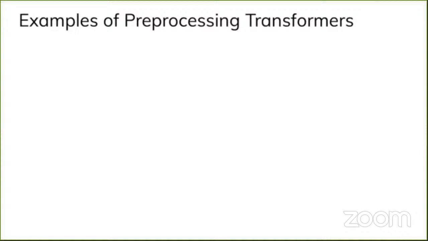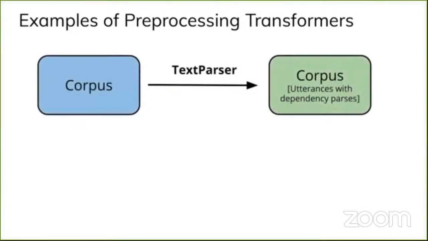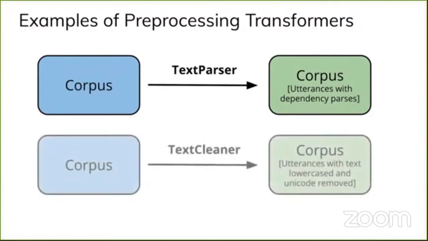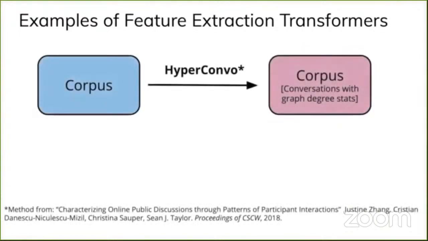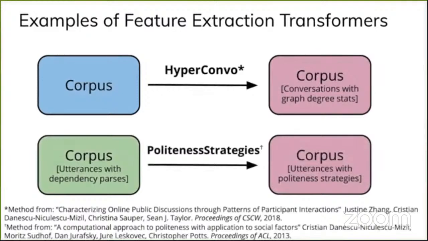So for preprocessing, for example, you might use our text parser transformer to annotate the utterances within the corpus with their dependency parsers. You might use the text cleaner transformer to lowercase and remove any Unicode from the text for all the utterances within the corpus. For feature extraction, you could use something like hyperconv, which represents conversations as graphs and computes graph-related statistics, and then annotates the conversations with these statistics. Or if your corpus already has dependency parsers for its utterances, you could build on it by using politeness strategies, which uses these parsers to identify linguistic devices that indicate politeness.